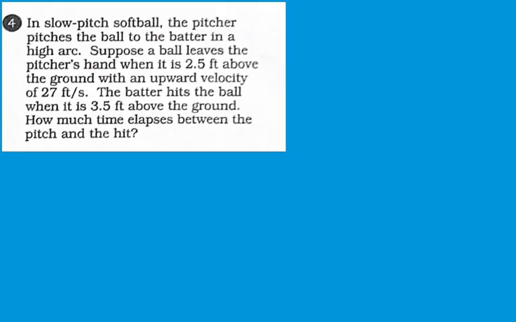All right, number 4, last one we're going to look at here. In slow pitch softball, the pitcher pitches the ball to the batter with a high arc. And suppose the ball leaves the pitcher's hand 2.5 feet above the ground with an upward velocity of 27 feet per second, and the batter hits it when it's 3.5 feet above the ground. How do we solve for something like this?